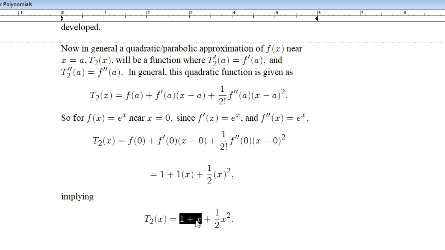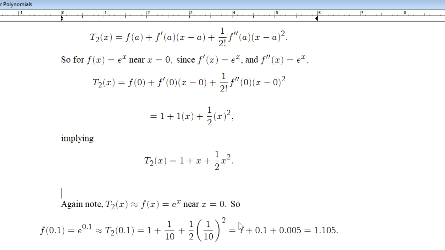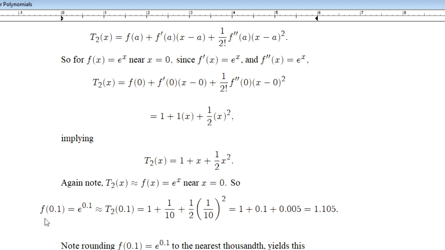Notice it does involve that linear description, 1 plus x, which is also a polynomial description. But now we've added this extra term that has made it into a quadratic, a parabola in its approximation. If we actually use this to approximate values of e to the x near 0, we might consider approximating f at 0.1, which would be e to the 0.1, using t sub 2 at 0.1, right?